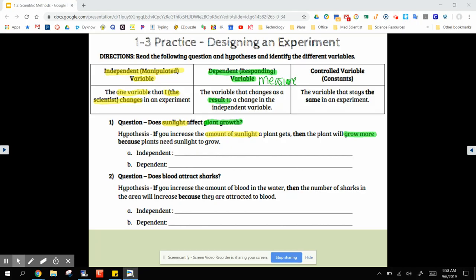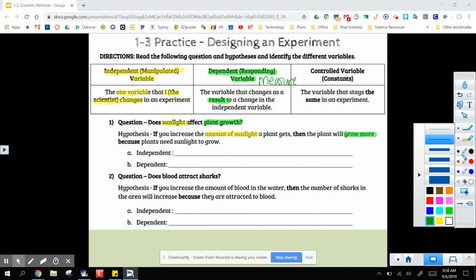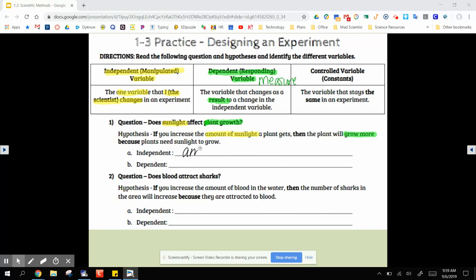So we talked in class about how I change the independent variable. So what am I changing? I am changing the amount of sunlight. Remember, with an independent variable, I change the independent variable. The independent variable is the cause. It causes a change in the dependent. So I change the amount of sunlight. The amount of sunlight changes the plant growth.